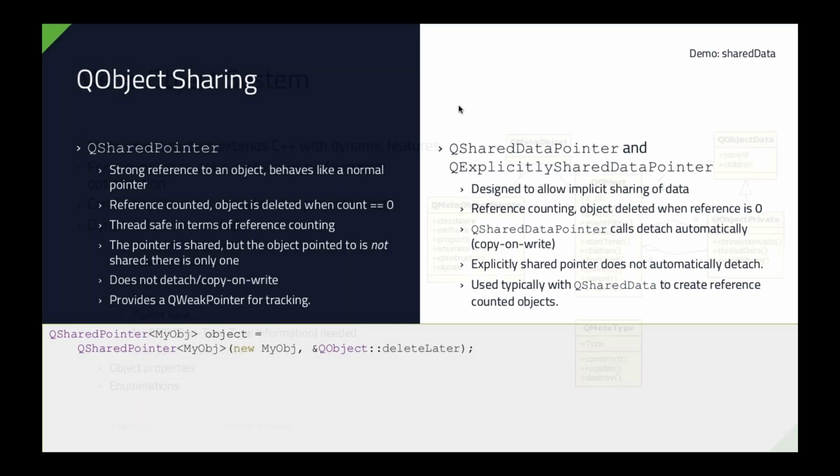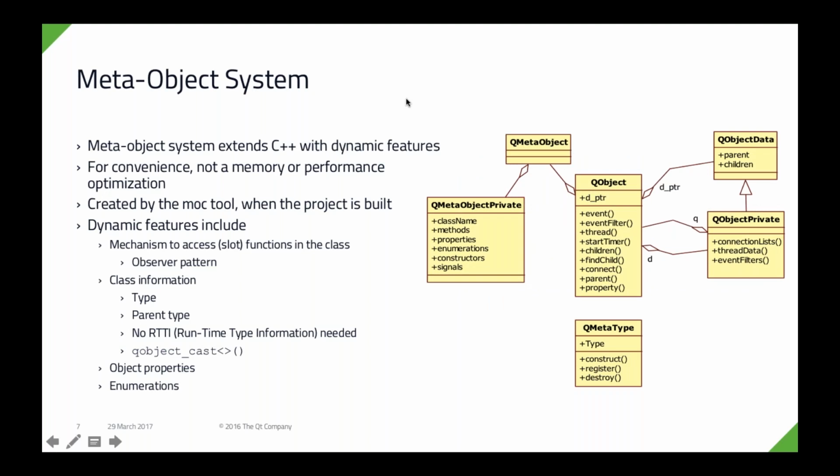So that's our quick overview of our shared objects. Moving on to our meta object system. The meta object system is used to extend our QObjects with dynamic features in C++. It's a convenience feature of Qt, not for memory or performance optimization. If anything, it adds a bit more code to the system.